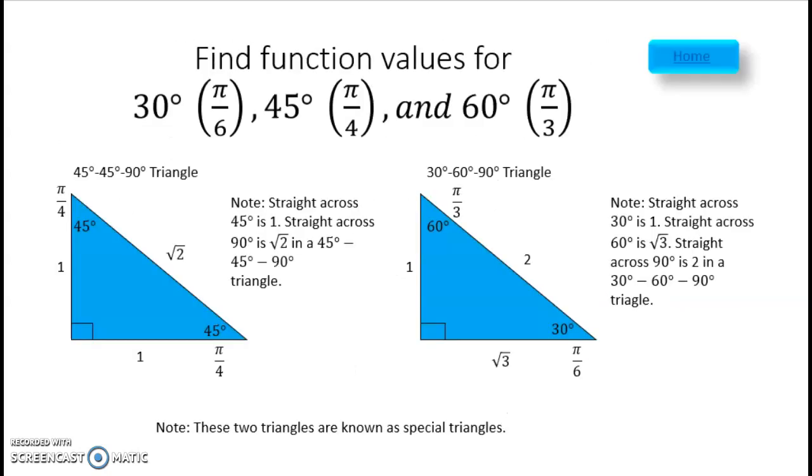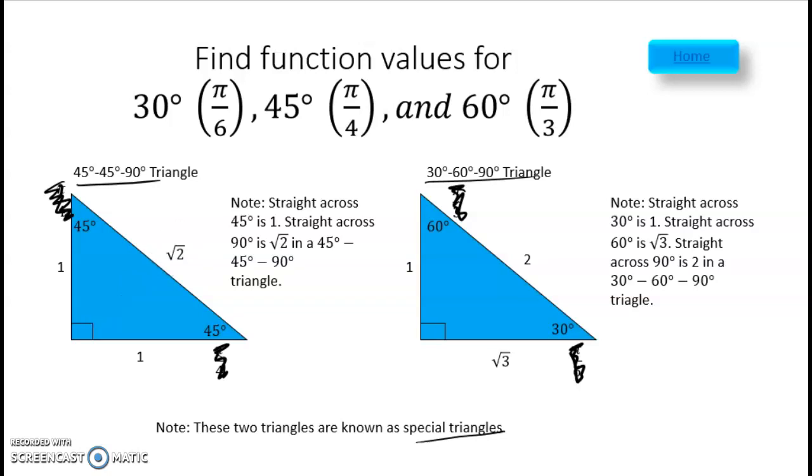Now we need to talk about 2 very special triangles, and that's what they're known as, special triangles. You have a 45, 45, 90 triangle, and you have a 30, 60, 90 triangle. In your 45, 45, 90 triangle, since your angles are the same, the sides opposite of those angles will also be the same, which is 1 for both. Opposite of your right angle will be the square root of 2.